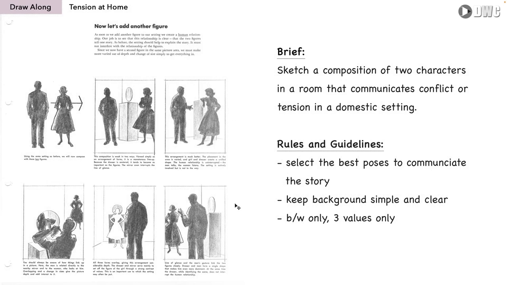And this page is directly from the book. This is where I got the idea for this draw along. And you can see in this example just how clear these compositions are, right? You can feel emotion already just by the poses, and you can see how simple the room is. So we're going to try to do this exercise for ourselves here.